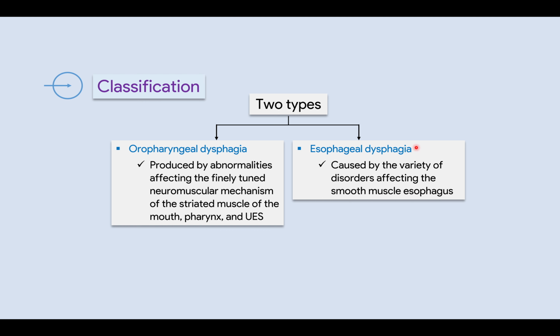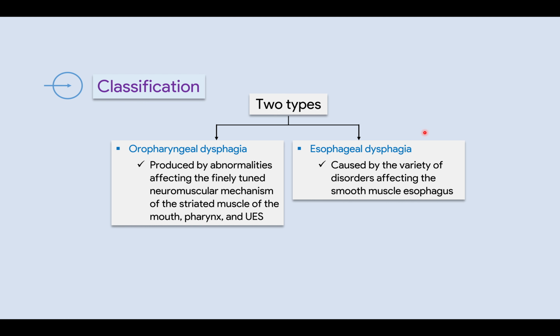And what do you mean by esophageal dysphagia? It is caused by a variety of disorders affecting the smooth muscle of the esophagus. Before this, I want to explain something more: in the esophagus, the muscle is divided into two parts. The upper one third is striated muscle, which is under voluntary contraction, and the lower two thirds is smooth muscle, which is involuntary. So if the smooth muscle of the esophagus is affected, you will have esophageal dysphagia.